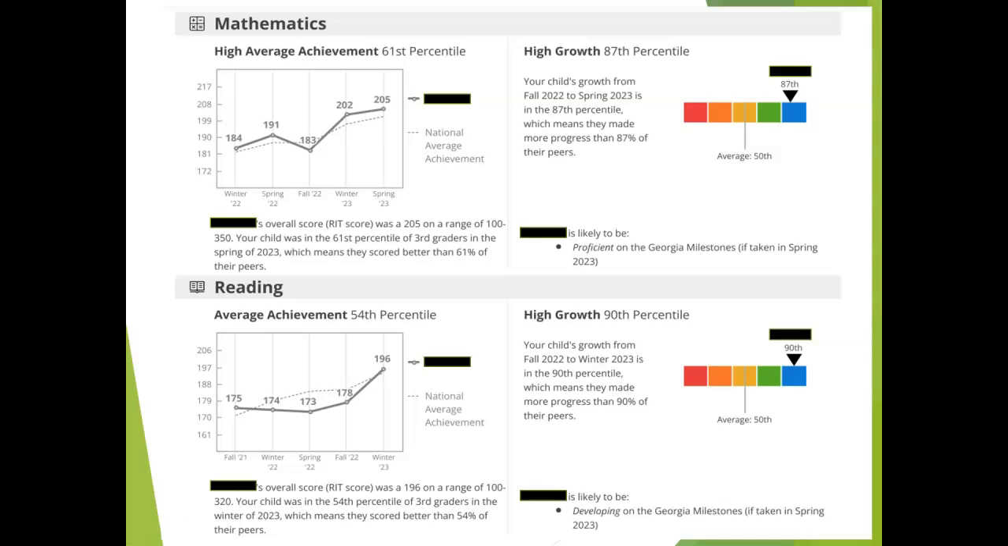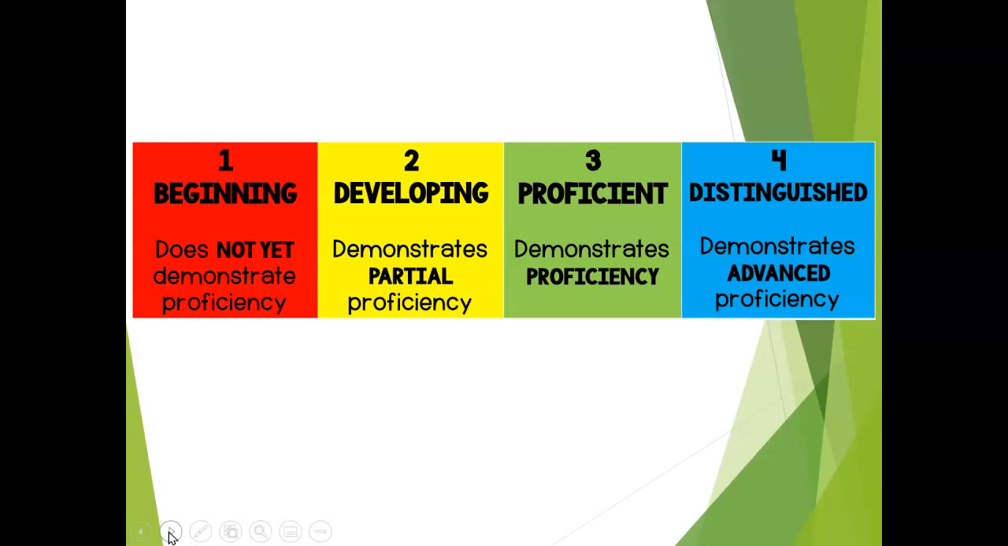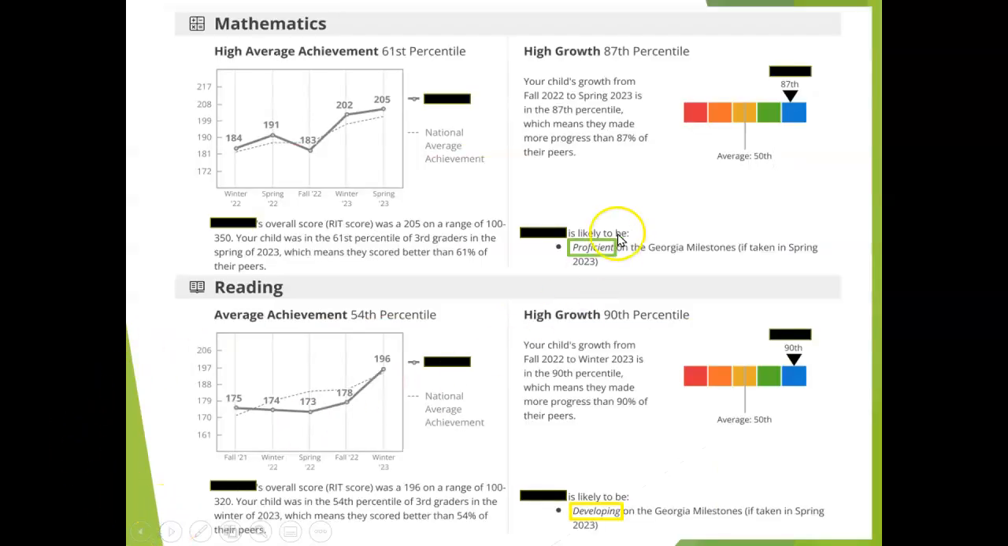Finally, depending on your child's grade level, you may also see a prediction for the Georgia Milestones Assessment. This is just a prediction of where they are likely to score on the milestones based on their MAP results. Just to give you an idea of what these predictions mean, this is the scale that the Georgia Milestones Assessment uses to determine where the scores fall. So the ultimate goal would be for students to score proficient or distinguished on the Georgia Milestones Assessment. So you can see on the report for this student that he was predicted to score proficient on the Georgia Milestones for math and developing on the milestones for reading.